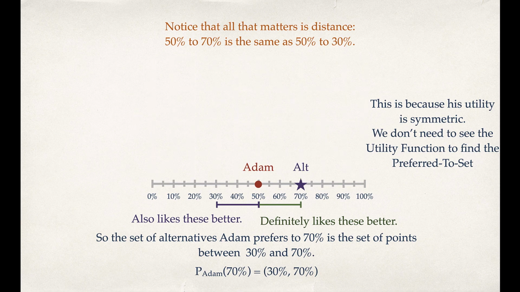So we could just have drawn it this way, knowing that if I tell you in the problem that the agent has symmetric single-peaked utility, show me the preferred 2 set for Atom for 70%, all you have to do is say, I know he likes all of these better, and I know he likes all of these symmetrically on the other side better also. The reason though, and don't forget this, is that single-peaked utility function, okay?